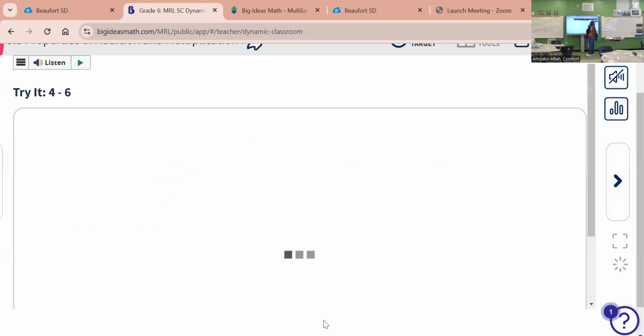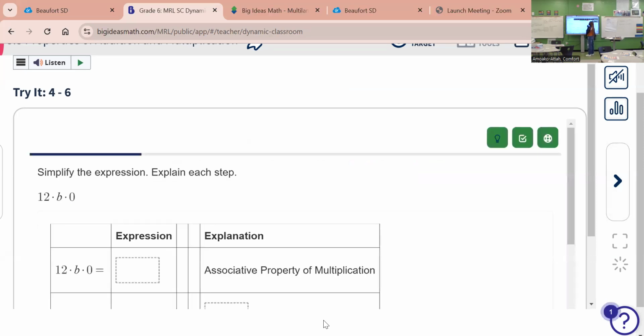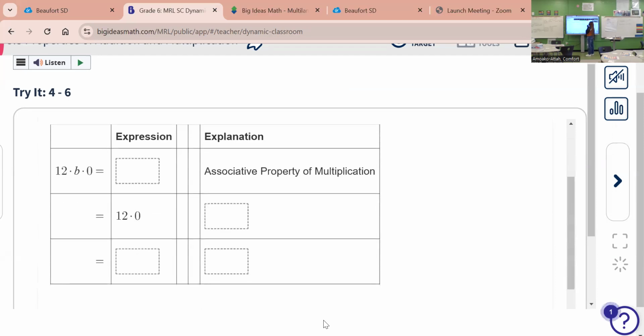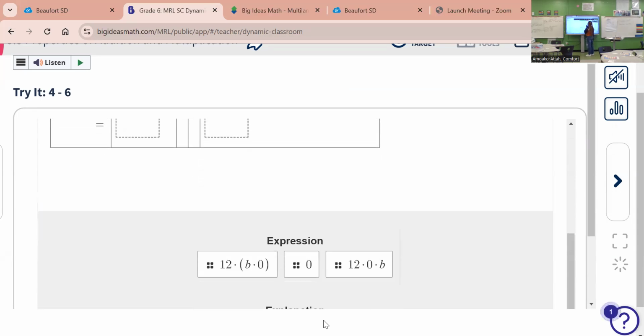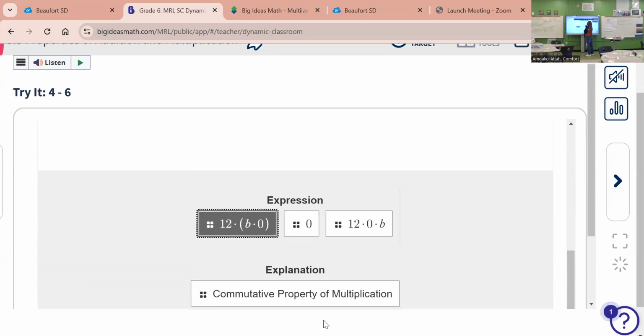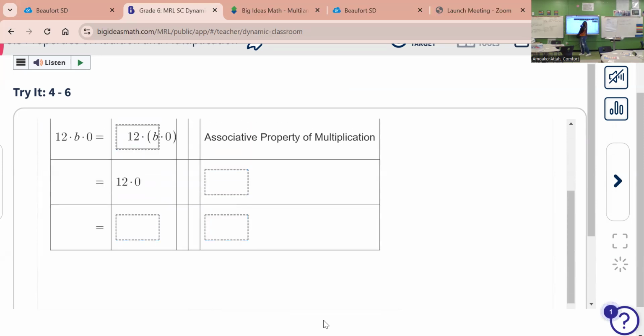Now let's go to our trial question. The first trial question is 12 times b times 0. Use the associative property to simplify it. It means you're going to regroup them. So I'll choose this. I'm going to apply my parentheses. So 12 times b times 0 in parentheses. That's the associative property, regrouping. Then we have 12 times 0.